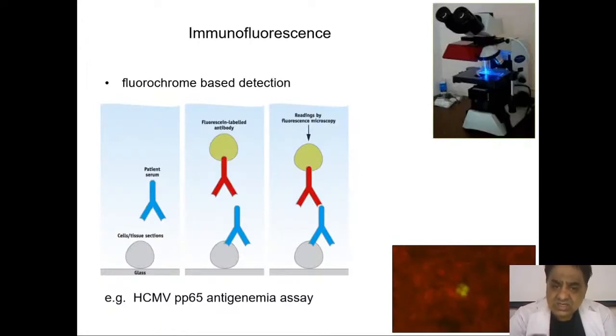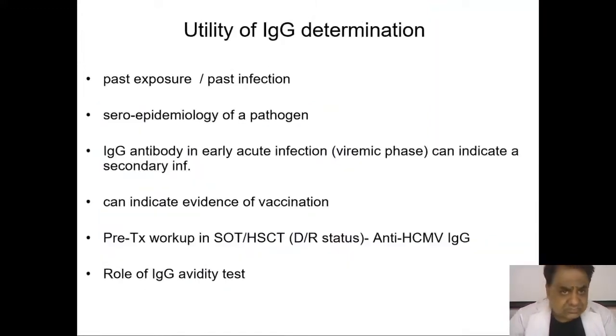Immunofluorescence uses a fluorescent-labeled antibody to detect the organism, either antigen, or you can use it for antibody also. These will be taught to you in a separate class. In my CMV class, I'll discuss the pp65 assay for cytomegalovirus. So these will be discussed down the line. But before I finish the application class, a few points about the utility of these IgM and IgG antibodies.